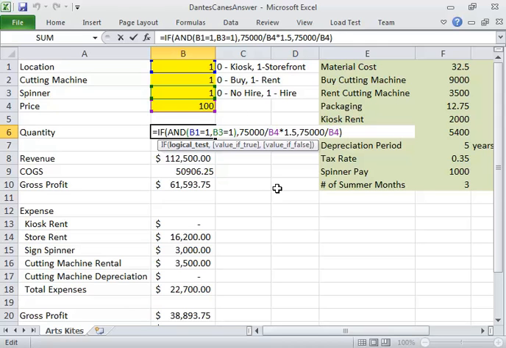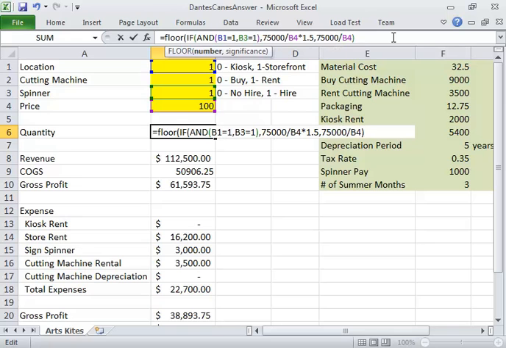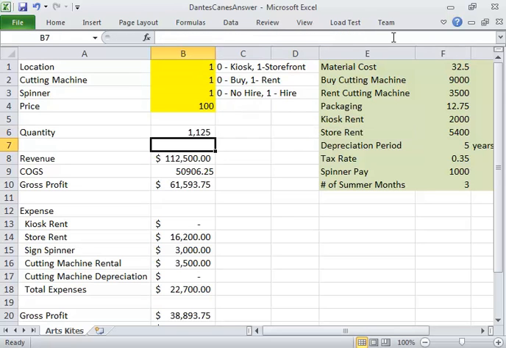You can break this up into several pieces, but the fact remains the same, that you only increase the quantity if you have both the storefront and you have a sign spinner. And it wouldn't hurt to take this function and put it inside of a floor function so that we don't end up with any fractions.